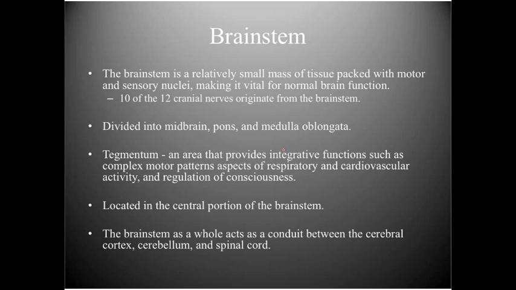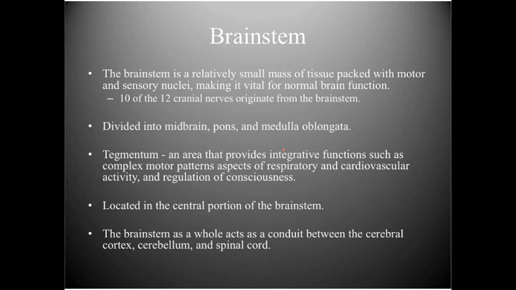So that brings us to the brainstem. The brainstem is a relatively small mass of tissue packed with motor and sensory nuclei, making it vital for normal brain function. 10 of the 12 cranial nerves originate simply from the brainstem. It's divided into midbrain, pons, and medulla oblongata.